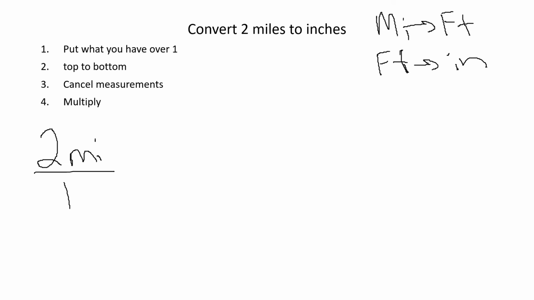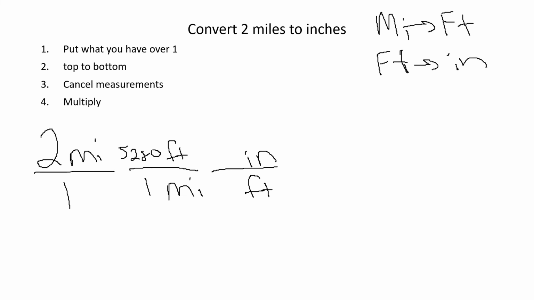So remember, word-wise, whatever is on top goes on bottom. I'm going from feet to miles. Whatever is on top goes on bottom. I'm going from feet to inches. Now I fill in my numbers. 5,280 feet over 1 mile.